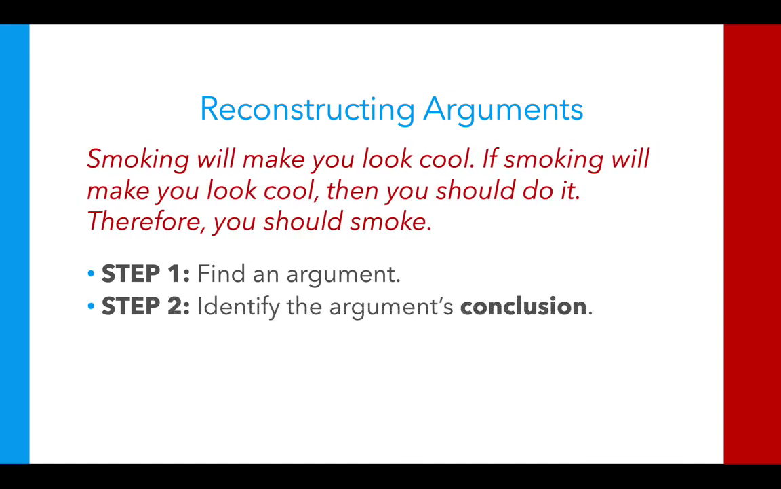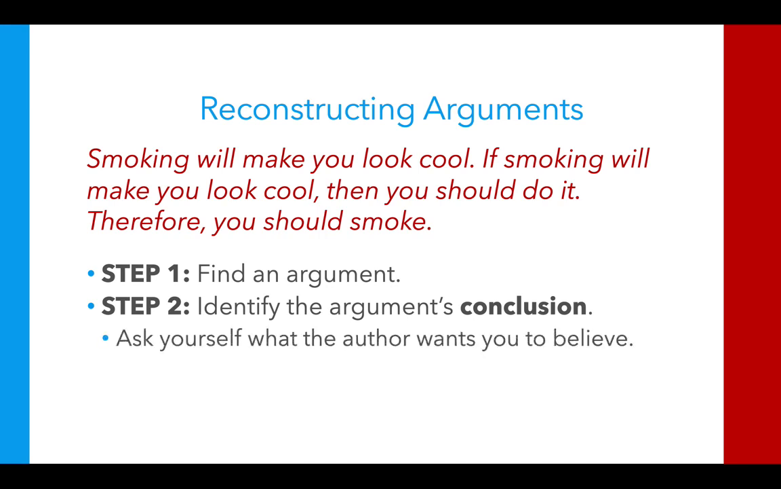Step number 2, identify that argument's conclusion. So what's this person trying to get me to believe? In this case, we want to ask ourselves, what's the author trying to get me to believe? It's that you should smoke. It comes after the word therefore. Therefore is a conclusion indicator word. So whenever you see this word therefore, you might suspect that what comes after it is the conclusion.